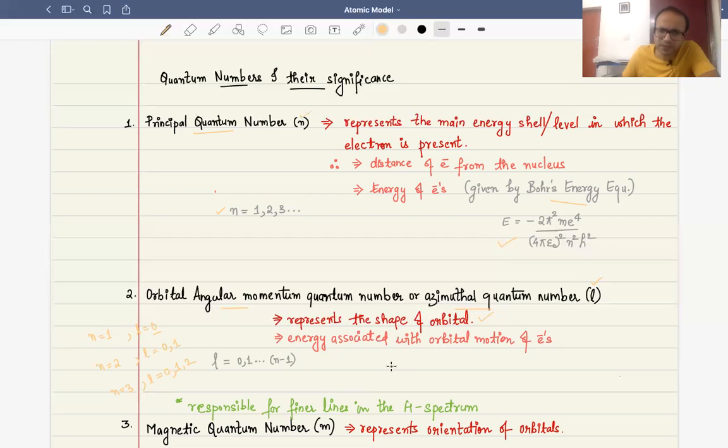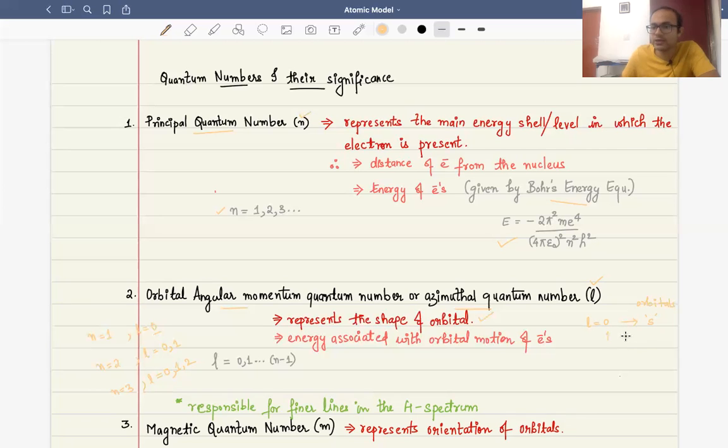Now, an important thing that you need to understand here is the shape. So when you have L value equal to 0, it implies an s orbital. Okay, since from now onwards we will be talking about the orbitals, not the orbits. So when L value is 0, that signifies it is an s orbital. Now, what's the shape of these orbitals? I'll be discussing in the next video.